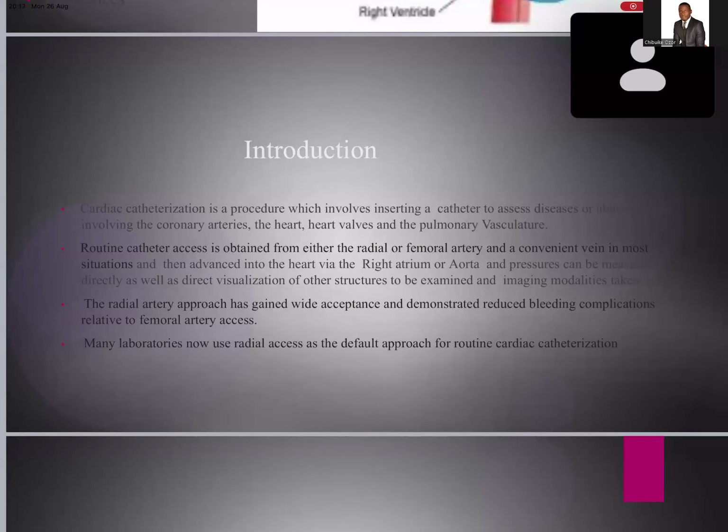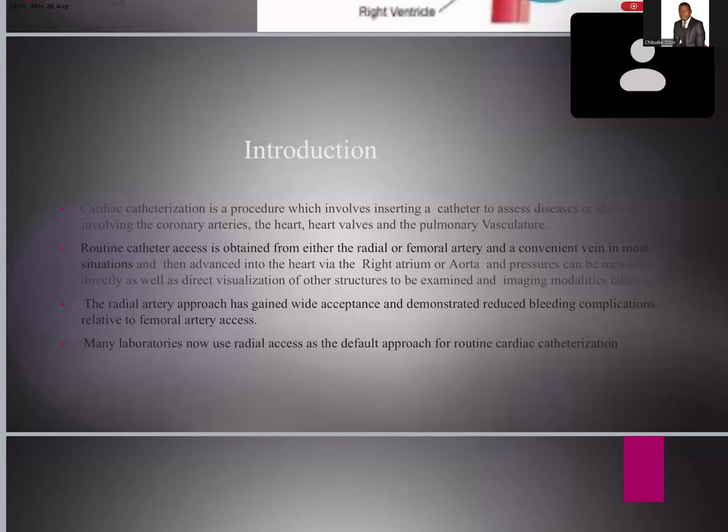So by way of a general overview, cardiac catheterization is a procedure which involves inserting a catheter to access diseases and abnormalities involving the coronary arteries, the heart, the valves, and then the pulmonary vasculature. We all know that an echo is a surrogate for measuring pulmonary pressures. However, cardiac catheterization is actually the gold standard for measuring all these values.